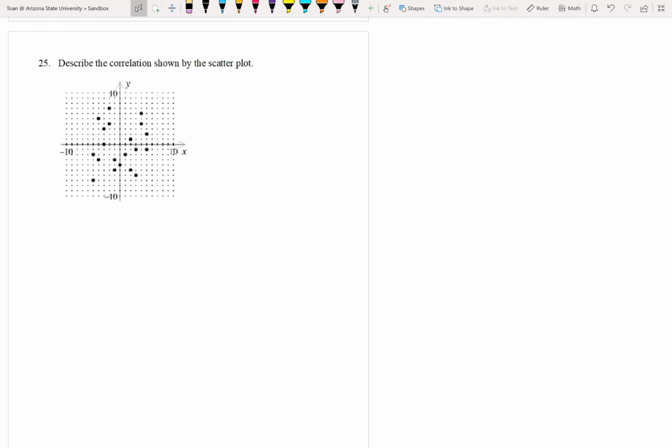Number 25, describe the correlation. Notice how this just looks utterly random, right? A whole bunch of random points here. There is no correlation. So there's none or no correlation.